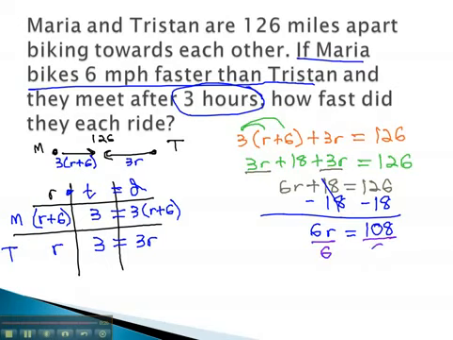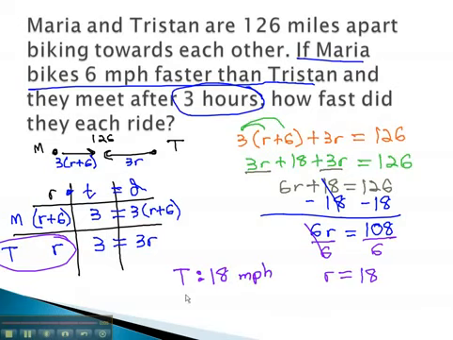Dividing both sides by 6 gives us our final answer for r, which is 18. R, we said, was Tristan's rate, so Tristan is traveling 18 miles per hour. Maria, traveling 6 miles faster, is 24 miles per hour.